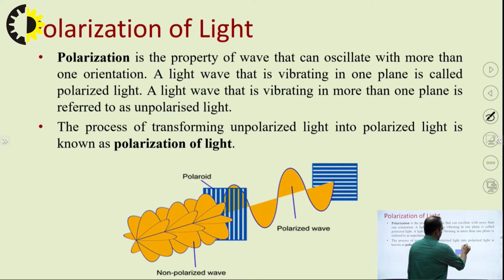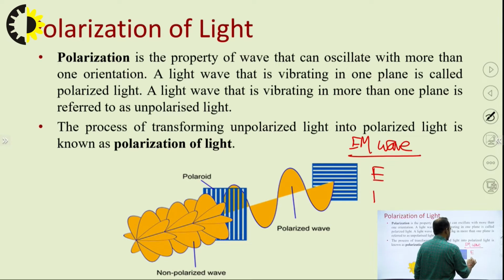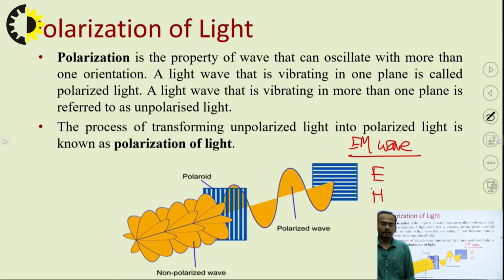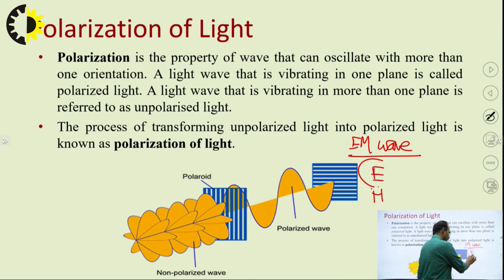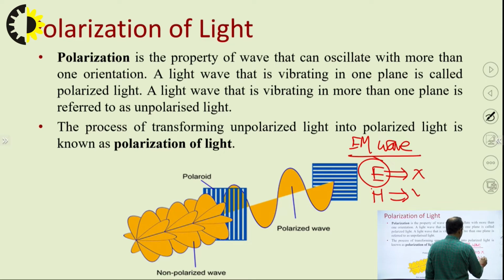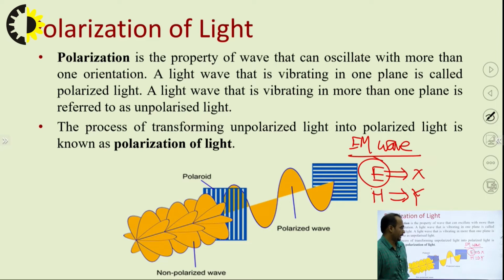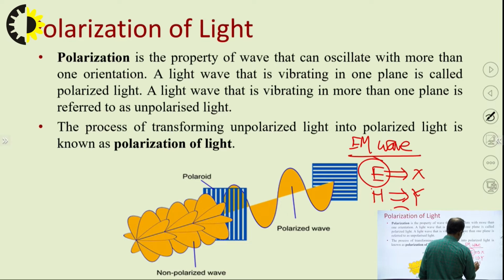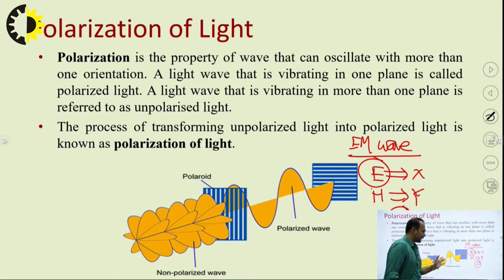In an electromagnetic wave, we know that the electric and magnetic waves are propagating perpendicular to each other. Suppose the electric wave is propagating in the x direction, then the magnetic field will propagate perpendicular to this, in the y direction. So the electromagnetic wave will propagate in the z direction. The electric and magnetic waves are transverse in nature. Transverse in nature means they are perpendicular to each other, and the resultant electromagnetic wave is perpendicular to both E and H.